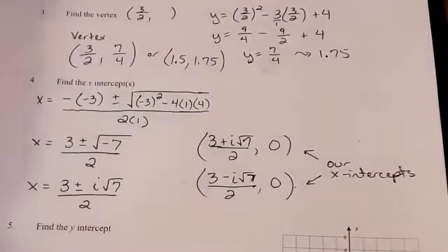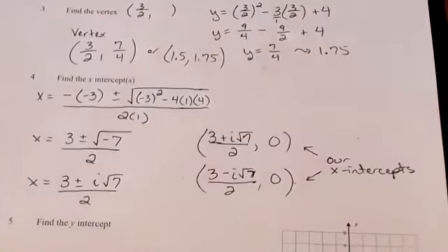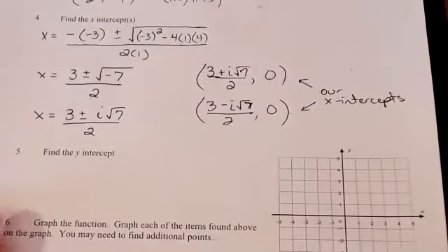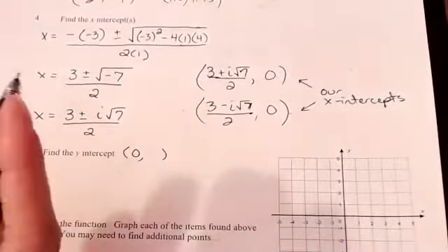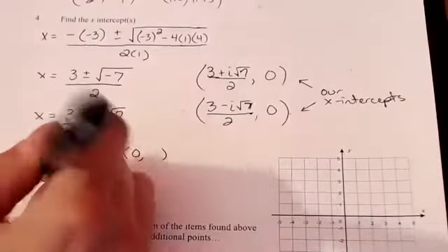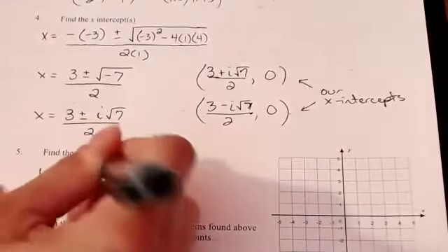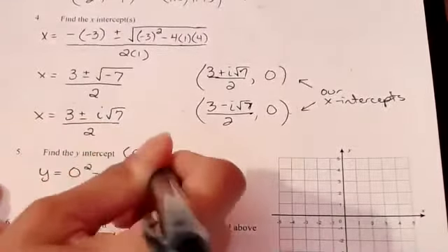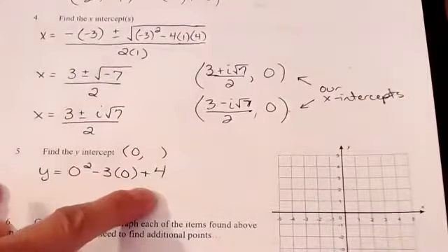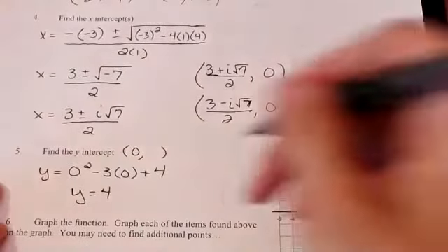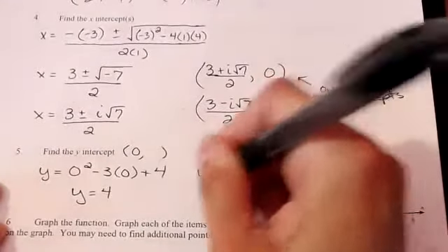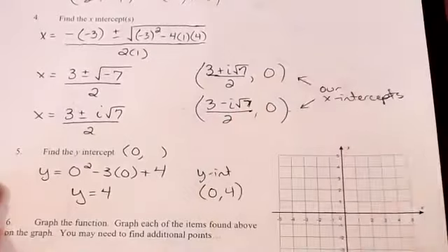Next, we want to find the y-intercept. That one's really, really nice. It's just the constant term in your equation, but we know that the y-intercept is always 0 and then whatever the value is. So wherever you see an x, you're going to replace it with a 0, and you'll notice right away it's always going to be your constant, right? So in this case, y is equal to 4.